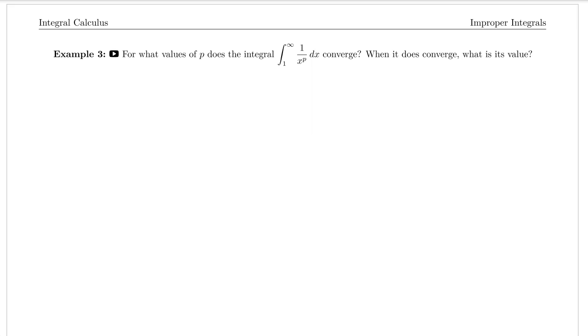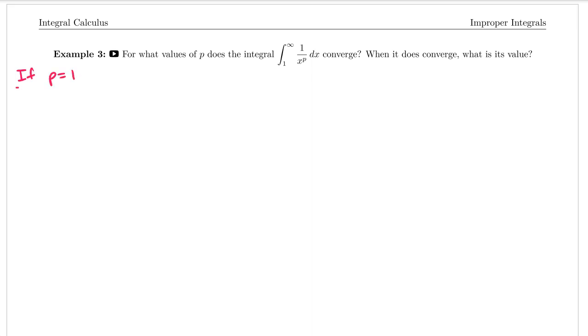Example 3 says, for what values of p does the integral from 1 to infinity of 1 over x to the p power dx converge? When it does converge, what is its value? So we actually need to break this up into two cases because in most cases we can integrate 1 over x to the p power by using the power rule, but not if p is equal to 1. So let's start off with that case.